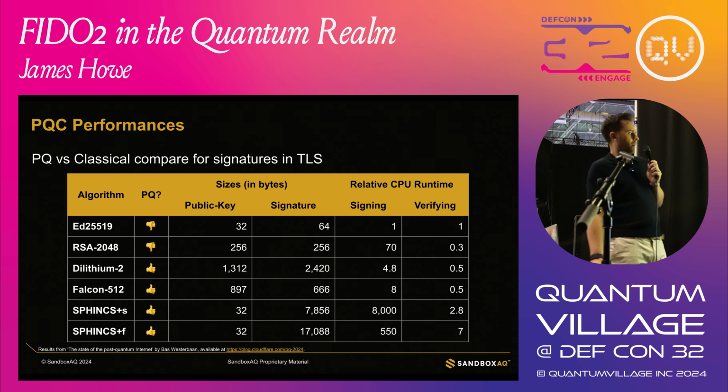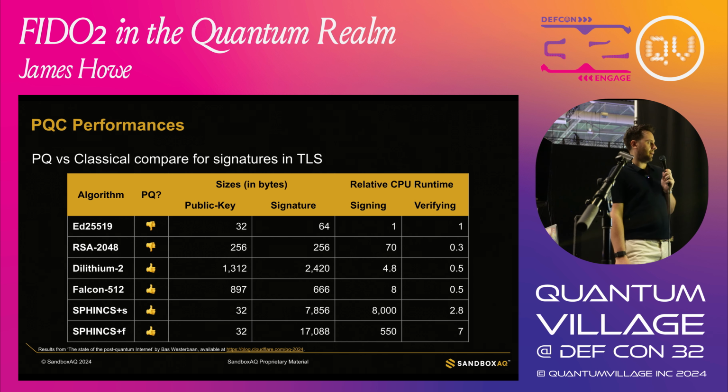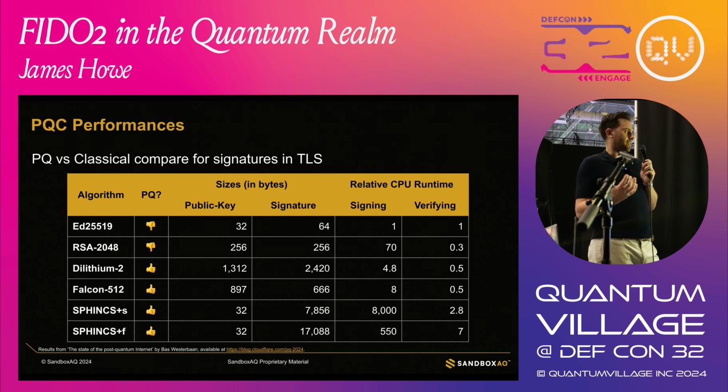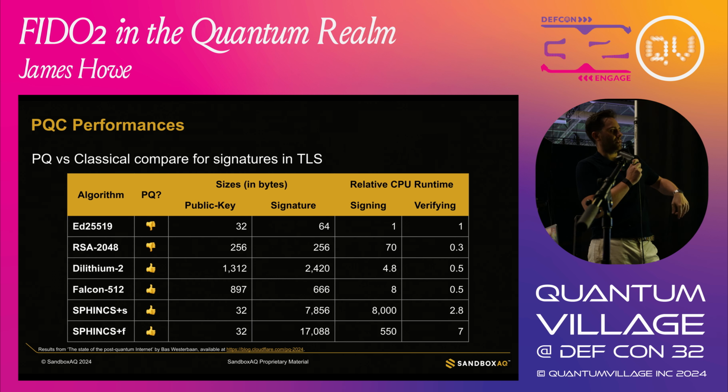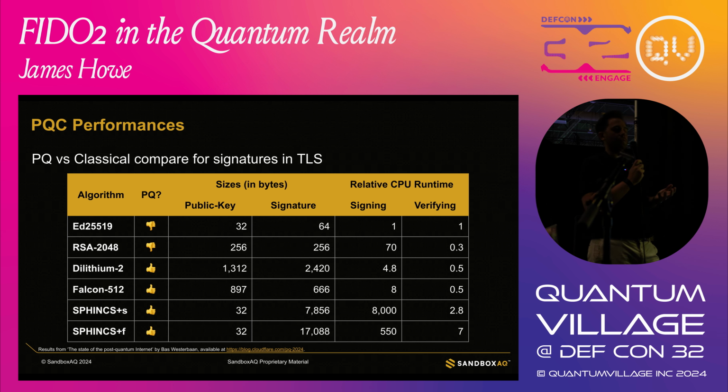This is quite a different story when it comes to signatures, though, because you see bigger signatures, you see bigger public keys, but the signing and verifying are quite affected. So here, instead of operations per second, we're using relative runtime. We have elliptic curves here at the top. Dilithium signing is nearly 5 times slower.